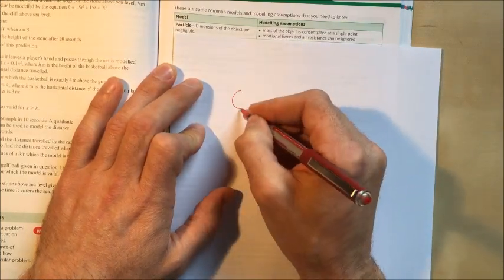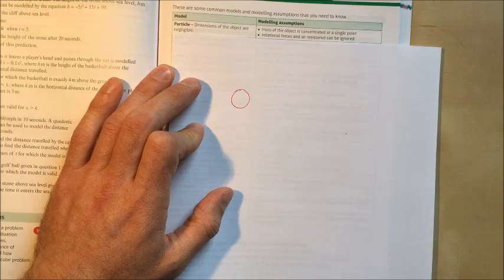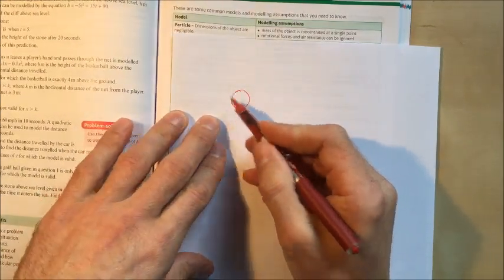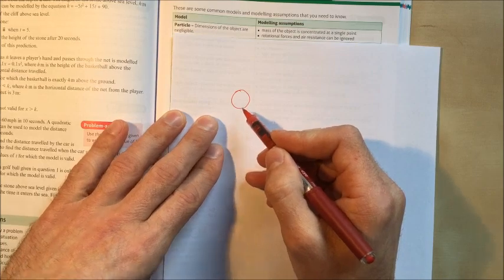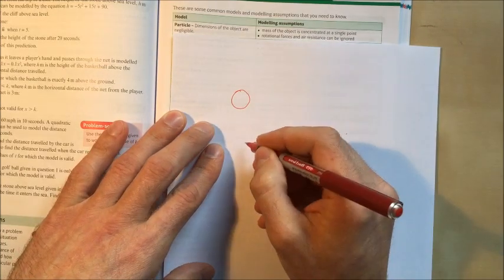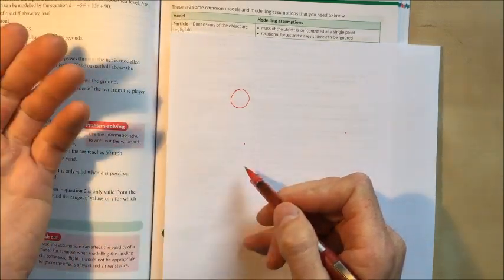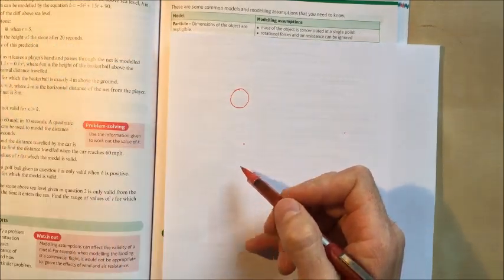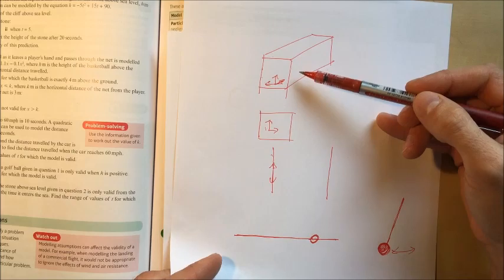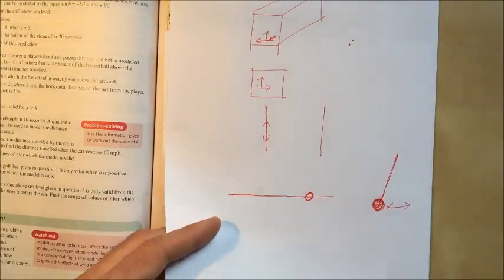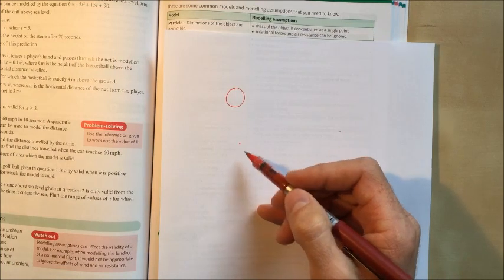So let's think about a football or a soccer ball, if you like. It's not true that the mass of that object is concentrated at a single point. So a point, by the way, we normally draw as a dot. That is something that doesn't have any dimensions. So it's not got length, width, and height. It's not even got length and width. It's not even got length. It's just a single point in space. Okay, so there's no dimensions.